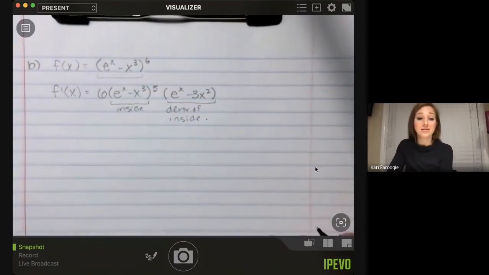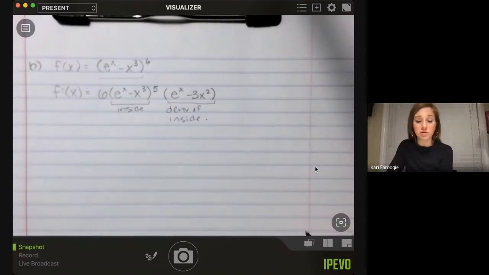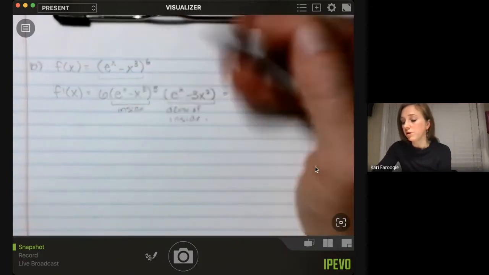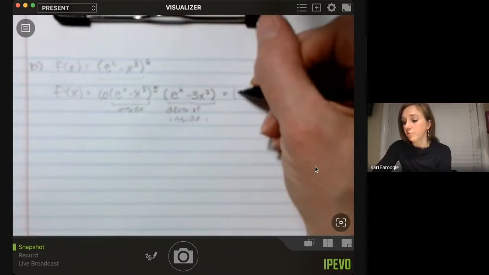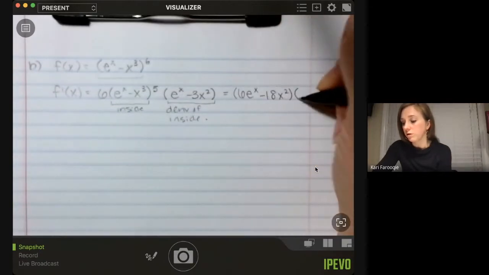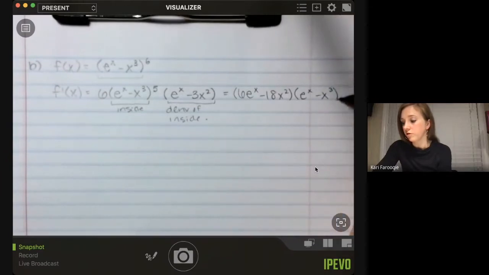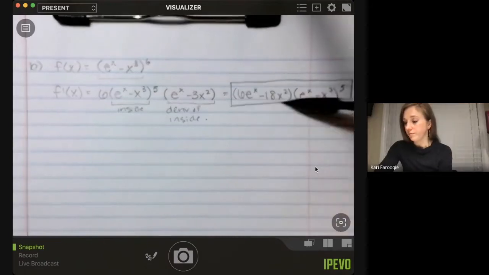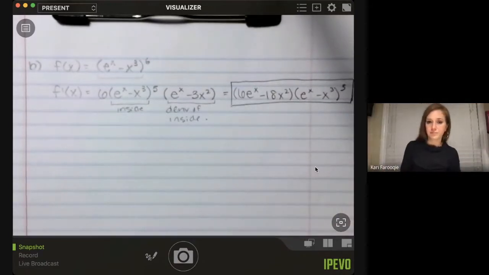And honestly, there's not a whole lot you can do to this one. If I were you, I'd probably try to simplify it a little bit just by multiplying the 6 into this derivative. So I'd maybe say, okay, we have 6 e to the x minus 18x squared, and then (e to the x minus x cubed) to the 5th. What I don't want you to feel like you have to do is expand (e to the x minus x cubed) to the 5th power. I don't want you spending all day long on crazy algebra. This is fine. Leave it. Just simplify as much as you can and then be done.